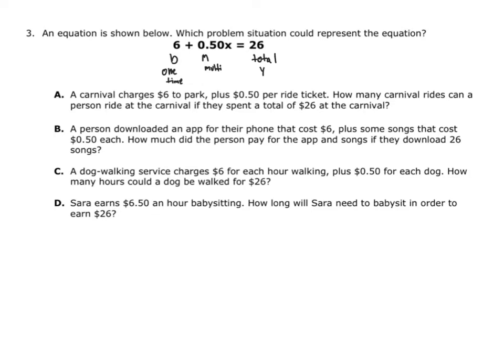So looking at A, let's try to make an equation off of that. It says a carnival charges $6 to park. So it's one time just to park. So that is our B. 6 equals our B.